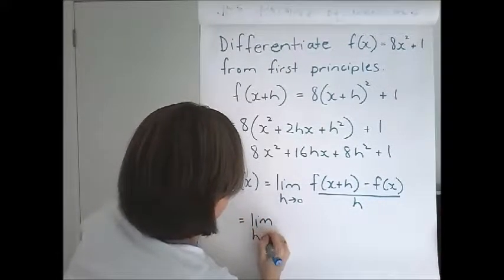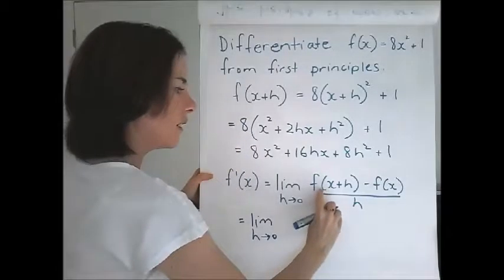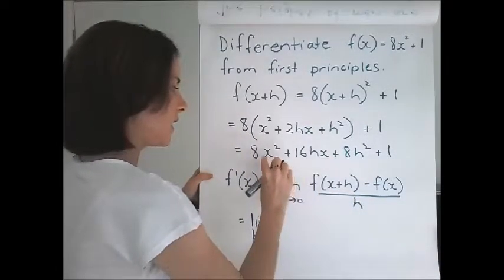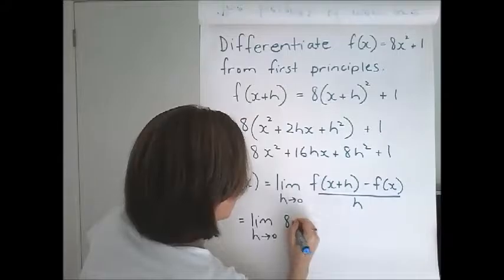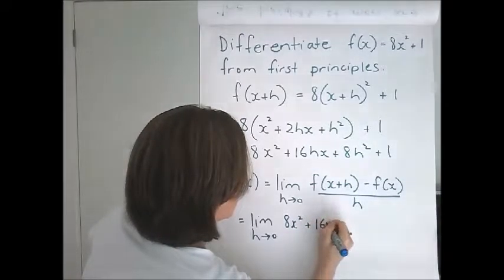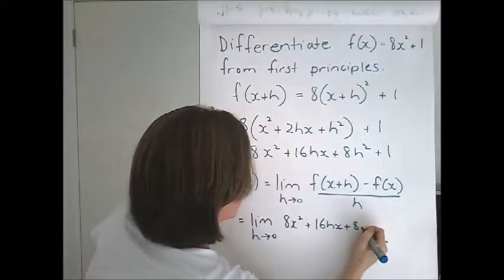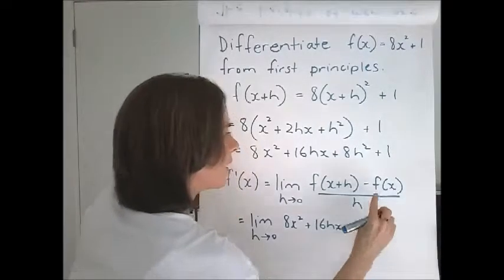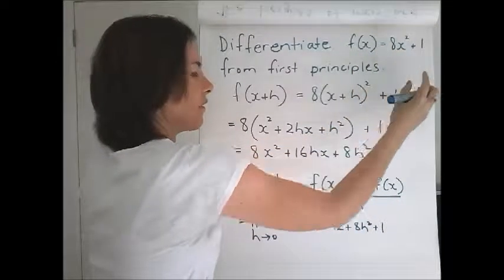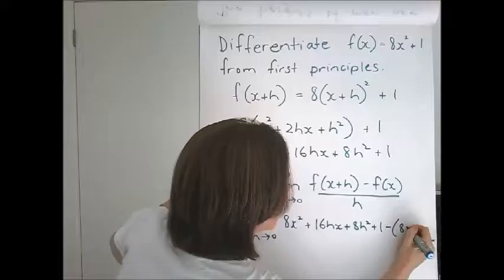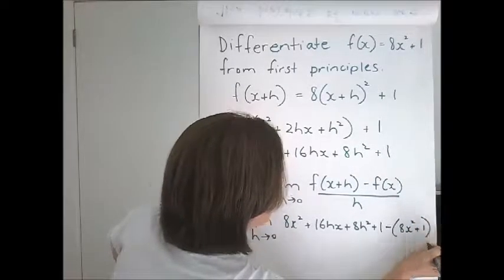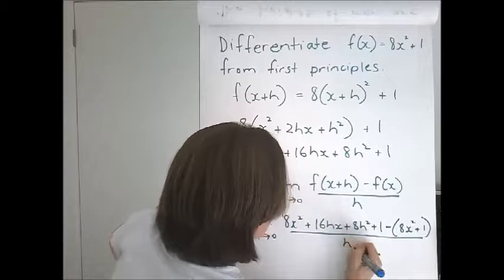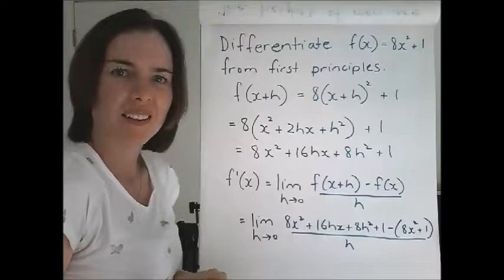So it's the limit as h approaches 0. Now f of x plus h is this. Minus f of x, so minus 8x squared plus 1, over h. Now we'll go over the page.